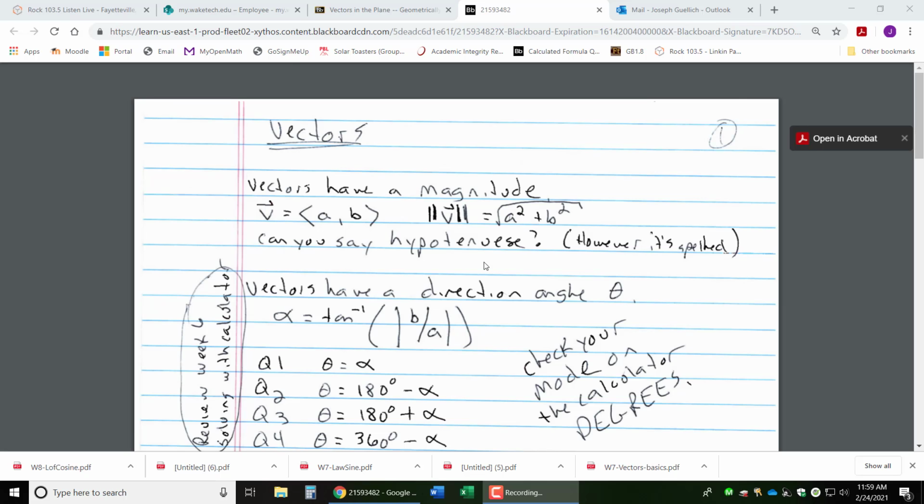Okay, we're looking at vectors here. Are you looking at vectors? So vectors, Pythagorean theorem, SOHCAHTOA. Ta-da! Anyways, so the notation is new.